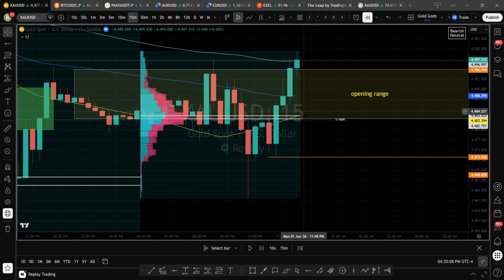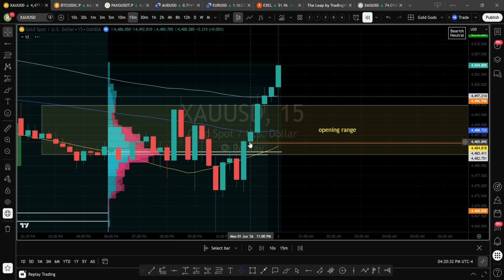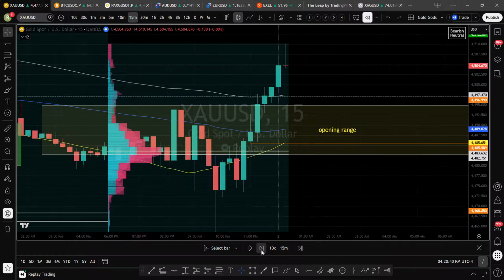Train is going. It's leaving the station. We got in here. Look where the train is at now. Look where the train is at. This is a 15-minute chart. Usually, this is an indication that we might be coming back down.